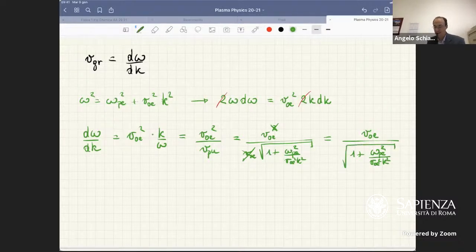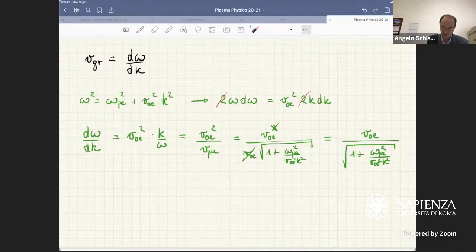And we see that when k goes to infinity, this term goes to 0, and the group velocity goes to the same limit, which is the phase velocity, the characteristic wave velocity. And when k goes to 0 on the other side, this term goes to infinity, and the group velocity goes as a finite number divided by infinity, so it goes to 0.